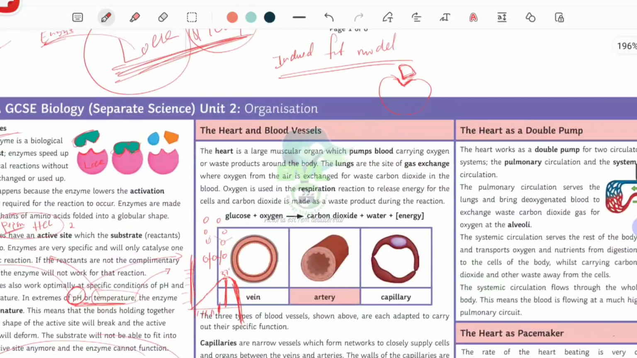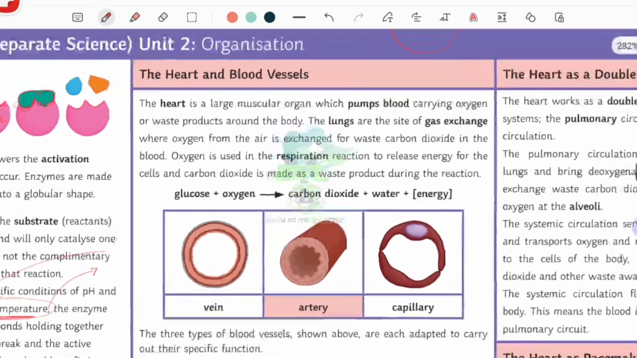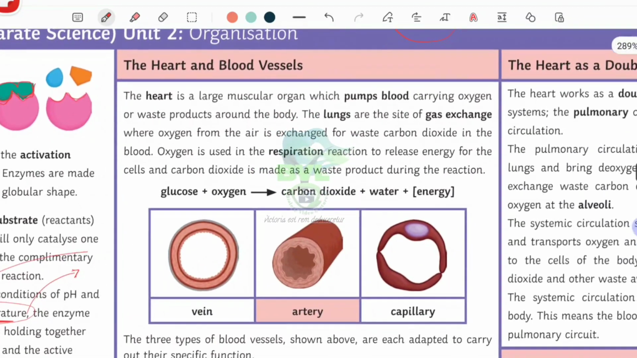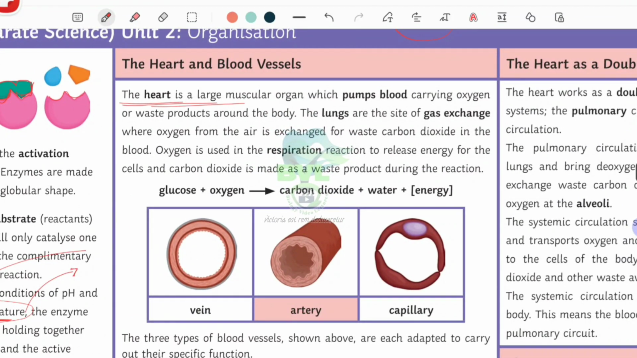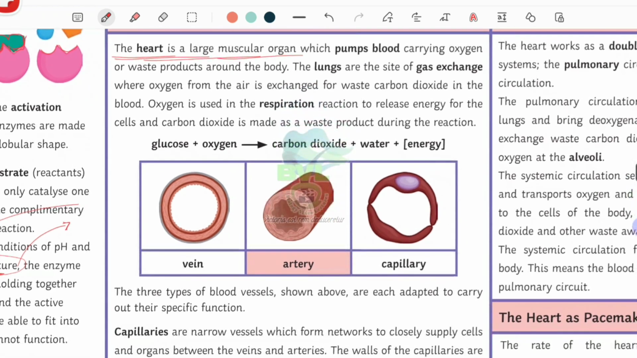The next topic on the list is the heart and the blood vessels. The heart is a large pump which pumps blood around the body. Later in this section, we're going to look at what the heart looks like. But what do you need to know? You need to know that there are 3 blood vessels that work with the heart: the vein, the artery, and the capillary.